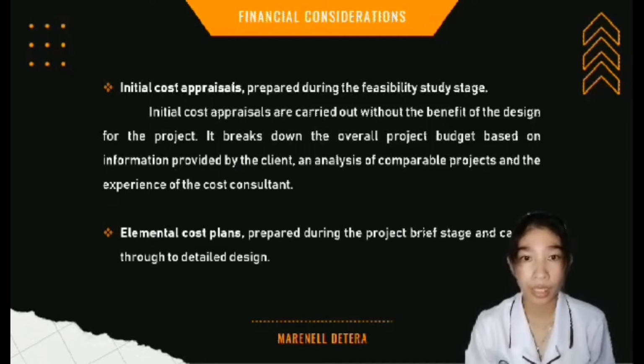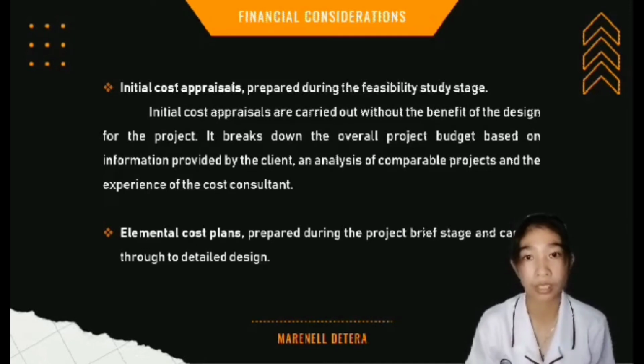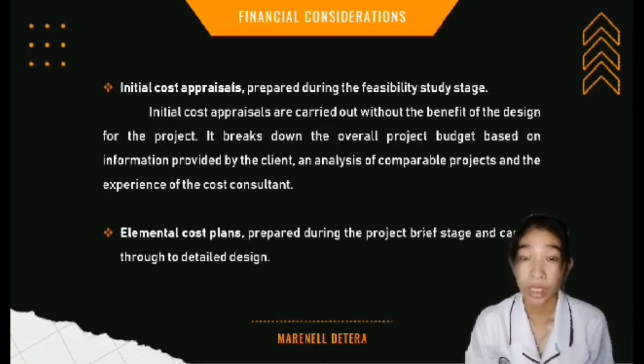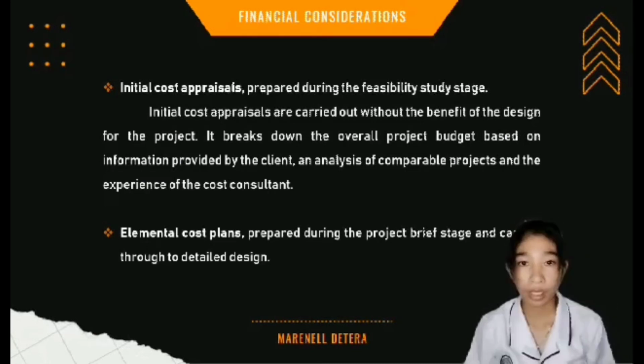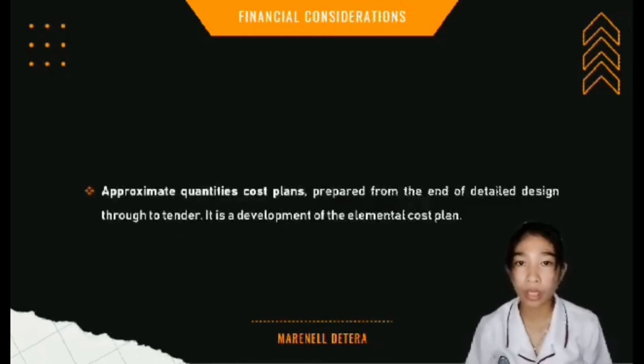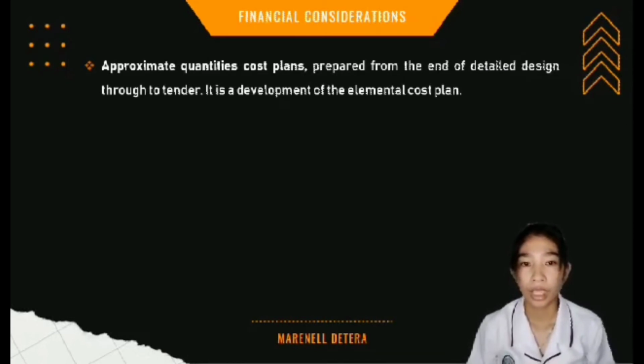Elemental cost plan is a detailed cost plan which is broken down into a series of elements. Initially, the elemental cost plan will simply be the total construction cost for the project divided into elements on a percentage basis. The next one is approximate quantities cost plan. They are prepared from the end of detailed design through to tender.